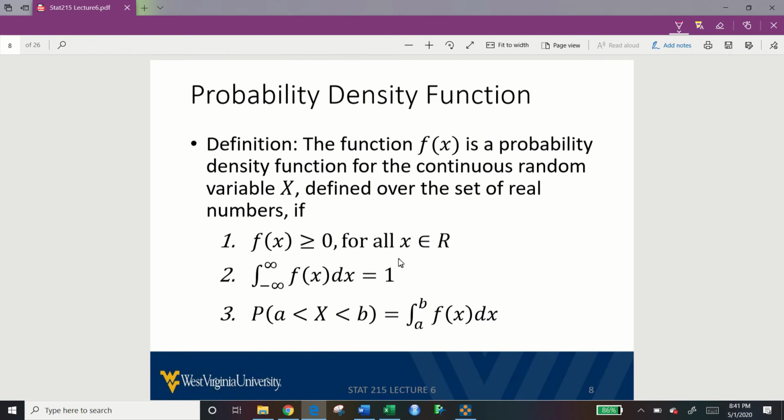This moves on to motivate us to define our probability density function. The function f of x is a probability density function for the continuous random variable x defined over the set of all real numbers if, first, f of x is greater than or equal to 0 for all x belonging to the set of all real numbers. Second, the integral of f of x dx from negative infinity to infinity equals 1. And third, the probability of a less than x less than b equals the integral of f of x dx from a to b.